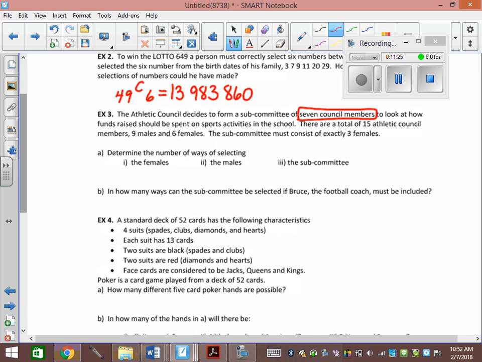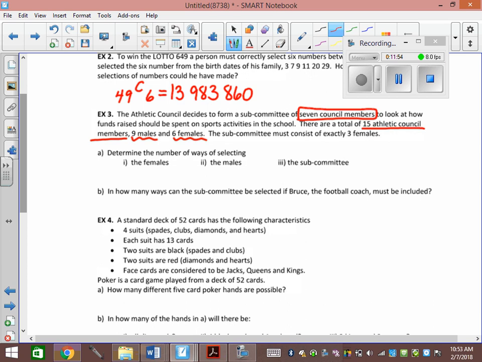So they have a committee, this athletic committee, that has X number of people. I don't know because I haven't kept reading. In that committee, they want to form a small subcommittee, right? To look at how funds raised should be spent on sports activities in school. There are 15 athletic council members. There's 15 total. They want a subcommittee of 7 of those, so like a little less than half. 9 males and 6 females.